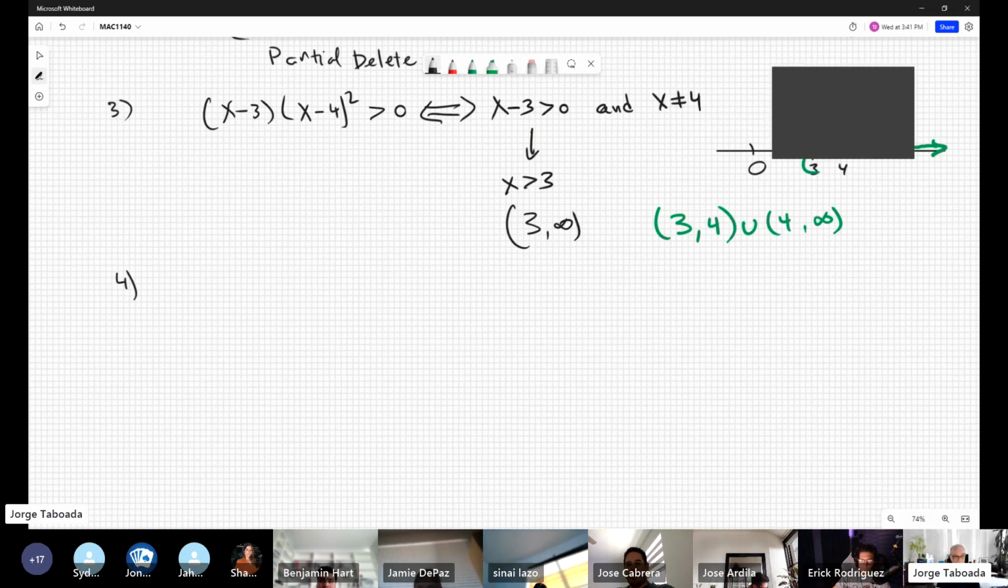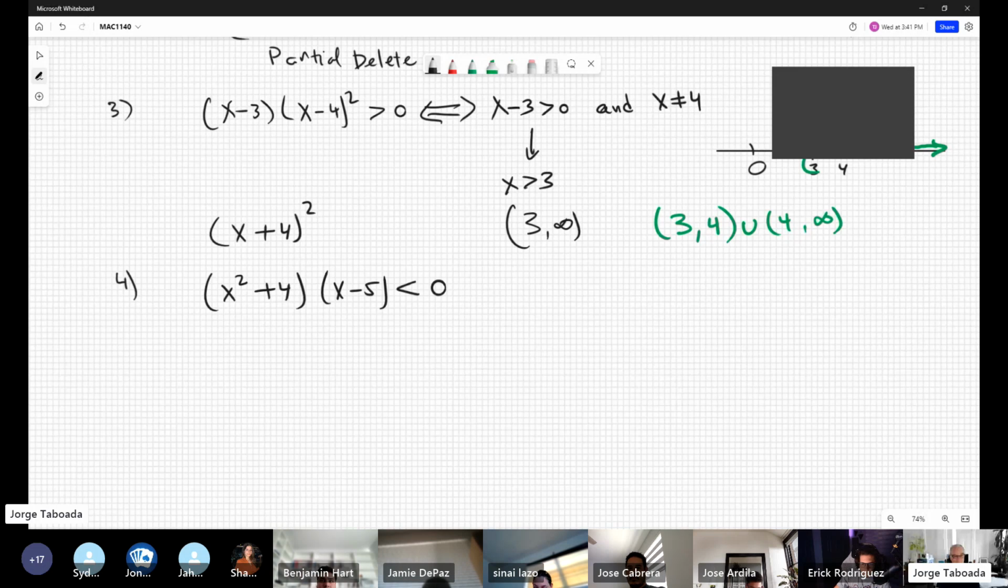Okay. Let me try one more scenario. Suppose this: (x squared plus 4)(x minus 5) less than 0. I changed something. I changed a little bit the format for this factor. Normally you write it like that, (x plus 4) squared maybe. In this case, no, I put a square inside. And it's extremely important to understand the difference between this guy and this guy.